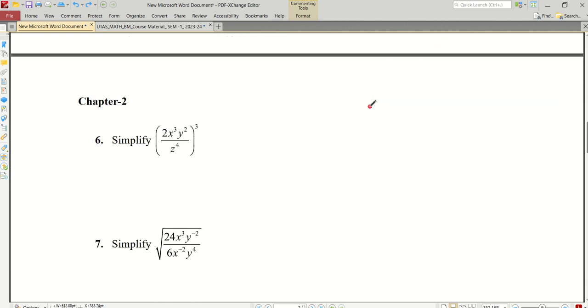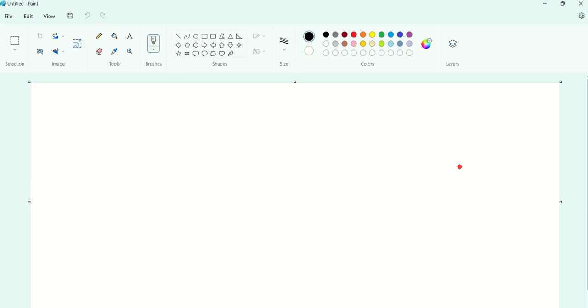Okay. Now we'll move to chapter number 2. What is chapter number 2? In chapter number 2, first I will tell you one property. That is a very important property. The property is: if x power 5 is there upon x power 3, what will we write? We will write x power 5, and because this moves up it becomes minus 3. 5 minus 3, the answer will be 2.